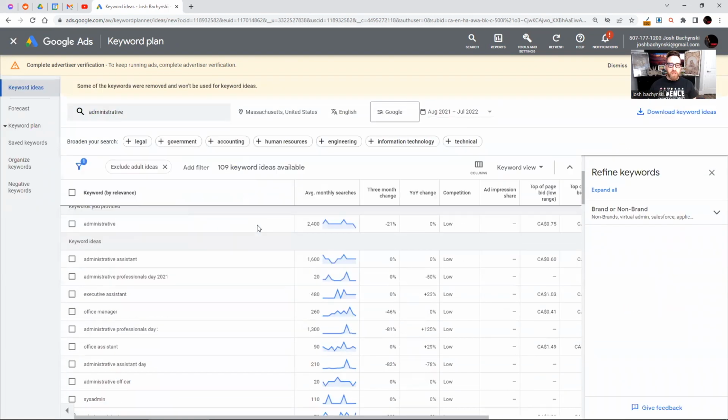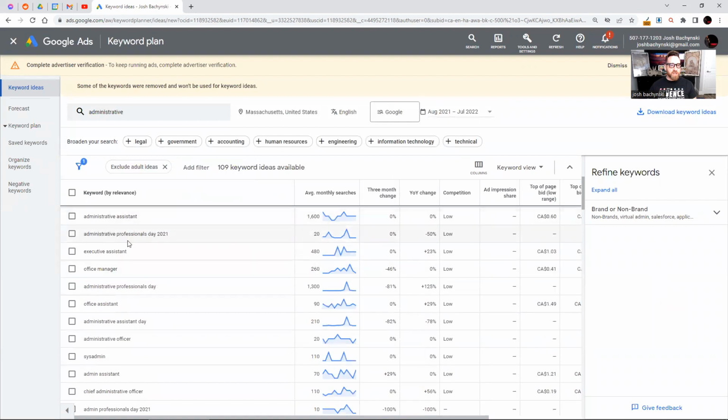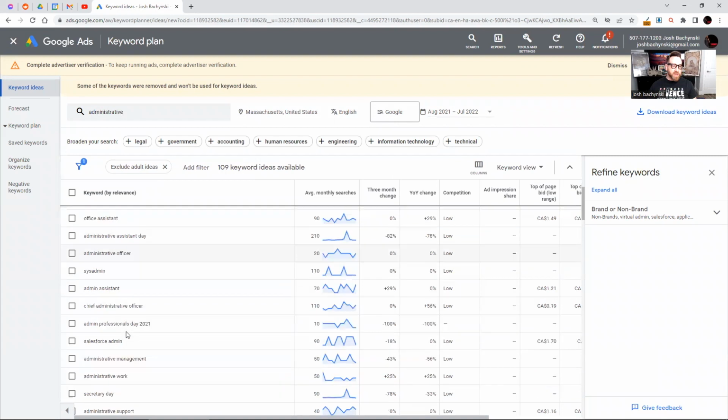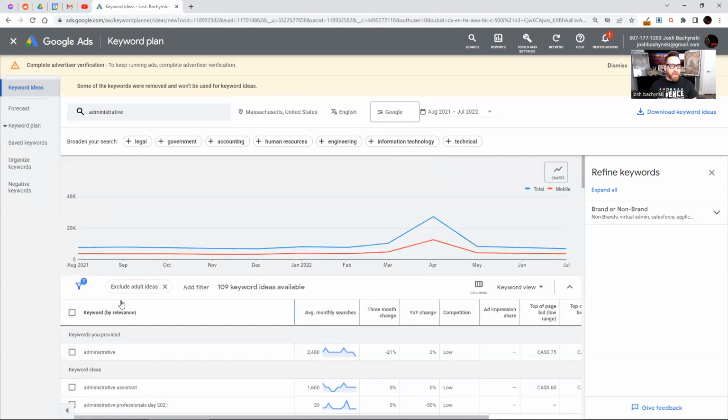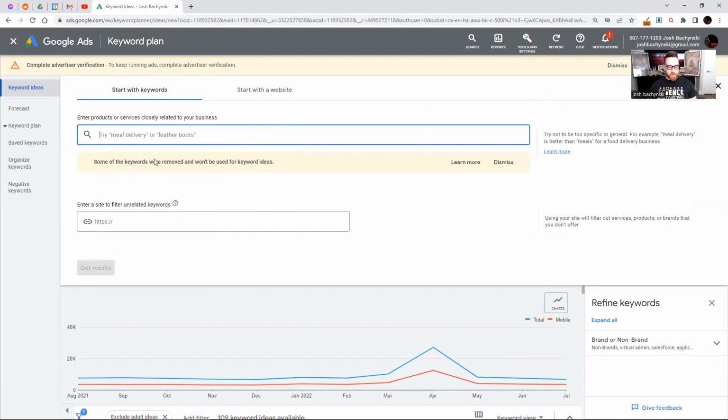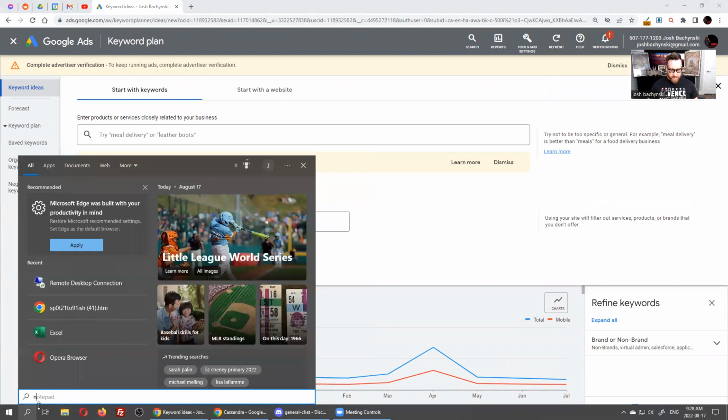And then it gives me the results for administrative assistant, executive assistant, office manager, office assistant. I would need to break this down more. Let's do this. Let's edit it in Notepad first.